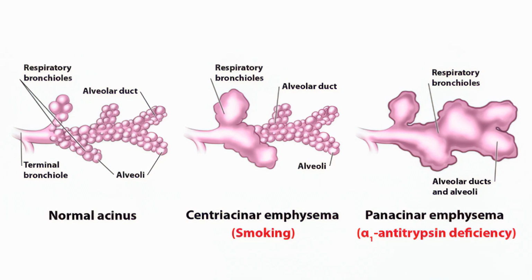In patients with central acinar emphysema, it's normally from cigarette smoking, as I mentioned, and it involves the upper lobes, where pan-acinar involves the lower lobes and is consistent with alpha-1, as I just mentioned.